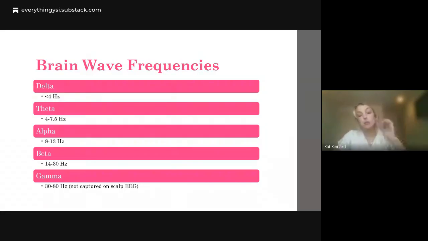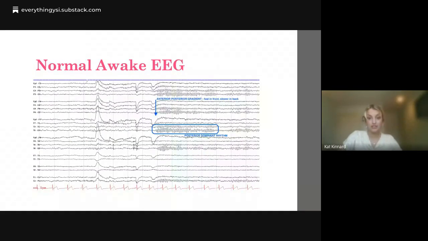Now, no wave is better than the other. There's no hierarchy. The brain naturally shifts between these different wavelengths because these rhythms just depend on what we're doing. So let's look at this first real EEG. This is an example of a normal awake patient.